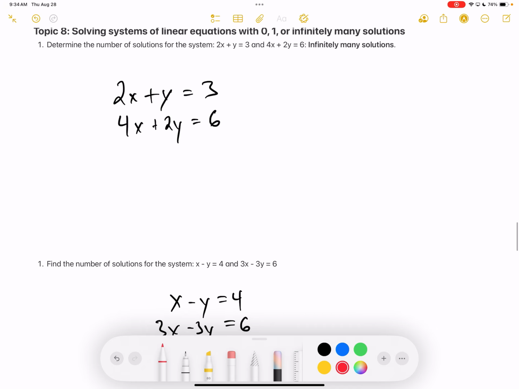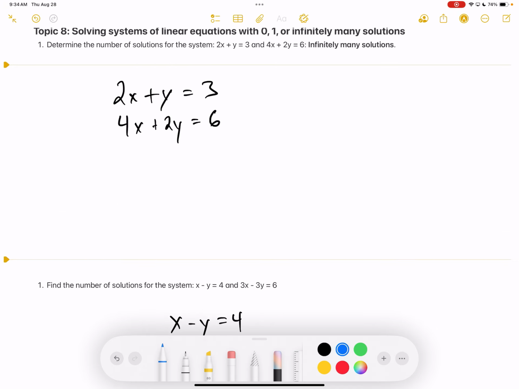All right, there are a few weird scenarios that do happen, though, so let's go through these real quick. On this one, if you want to cancel out the x's again, we would multiply this by negative 2, right? So negative 2 times 2x would be negative 4x. Negative 2 times y would be negative 2y. Negative 2 times 3 would be negative 6. Sorry, I didn't give you a second to write it.